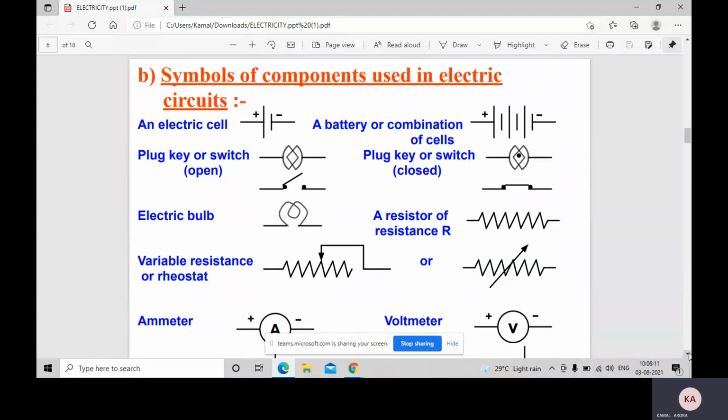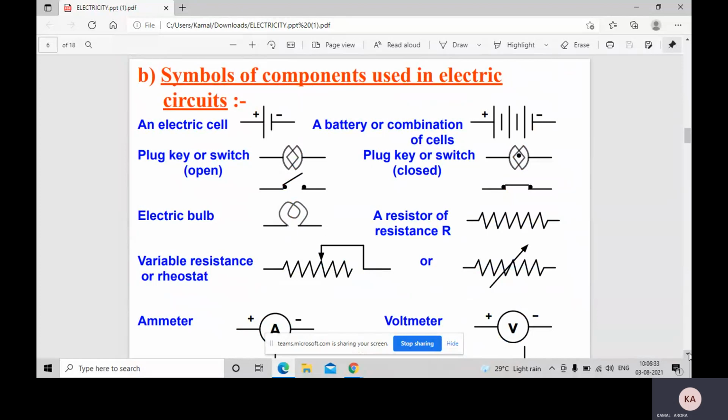Next, electric bulb. Electric bulb क्या होता है? It is a source of light. It converts the electrical energy into heat energy. Its filament is made up of tungsten, whose melting point is high.